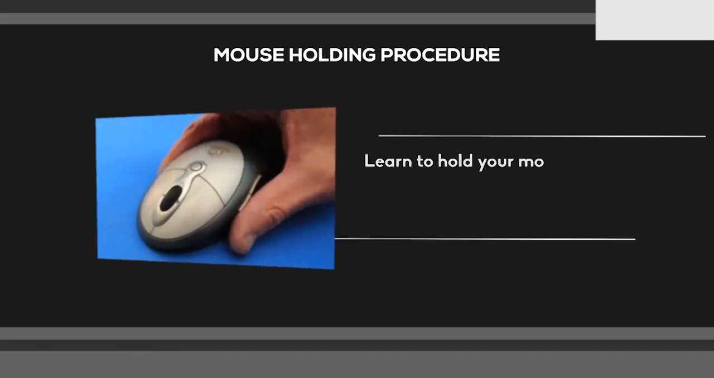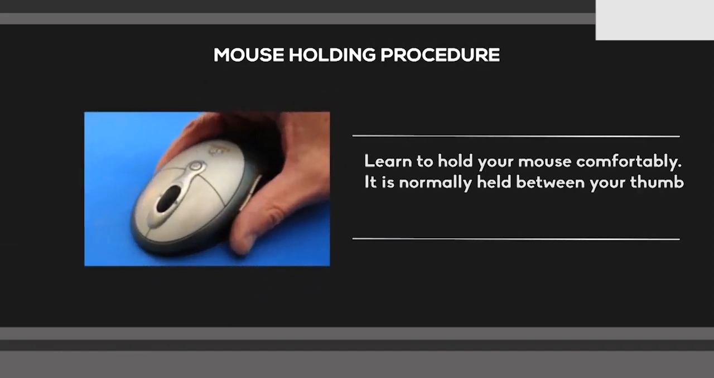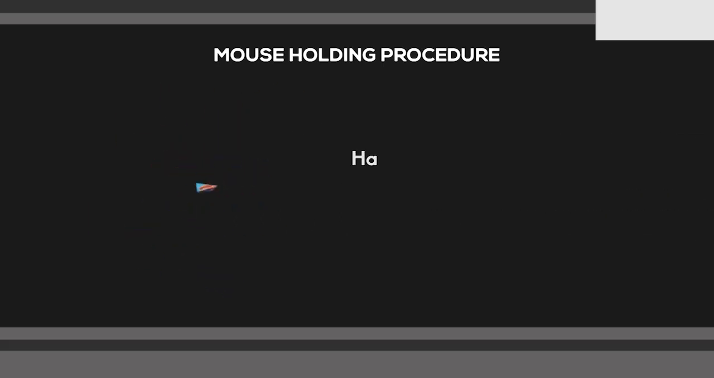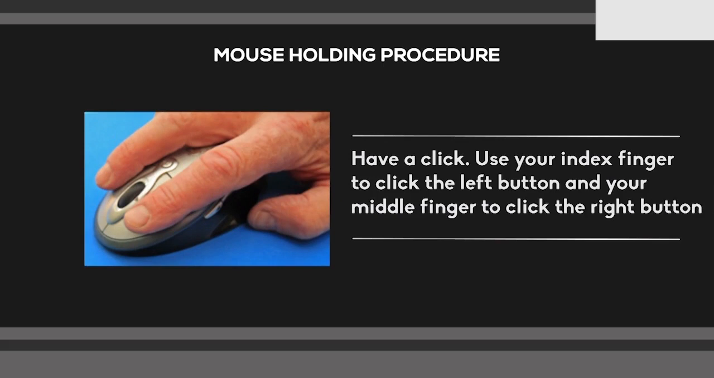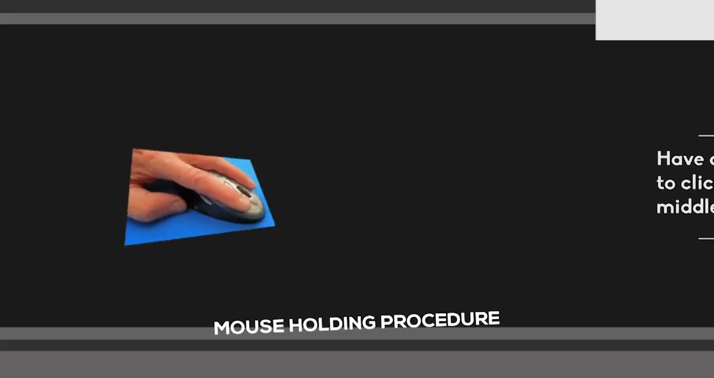Learn to hold your mouse comfortably. It is normally held between your thumb and little finger like this. Have a click. Use your index finger to click the left button and your middle finger to click the right button. If you're left-handed, you can use the opposite fingers. However, you can also usually change the preferences on your computer to swap which buttons do what.